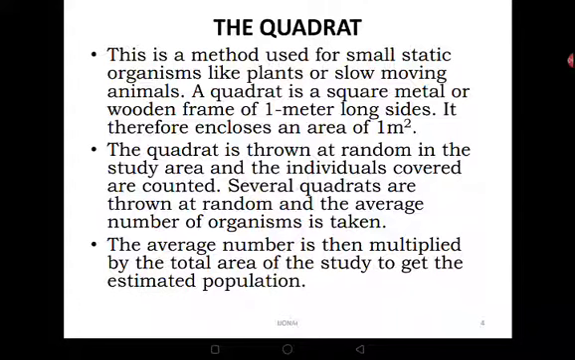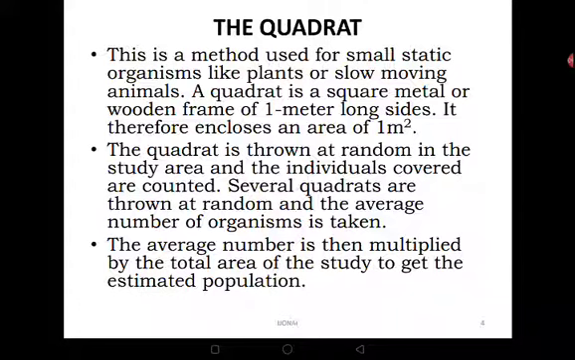Maybe there are 50 in the first, maybe 60 in the other, maybe 20 in another, maybe 50 in another one, maybe 25 in another. So you add all of them and divide by the number of quadrats that you have dropped. There you will get the average population per square meter. So that will be the average population per square meter.